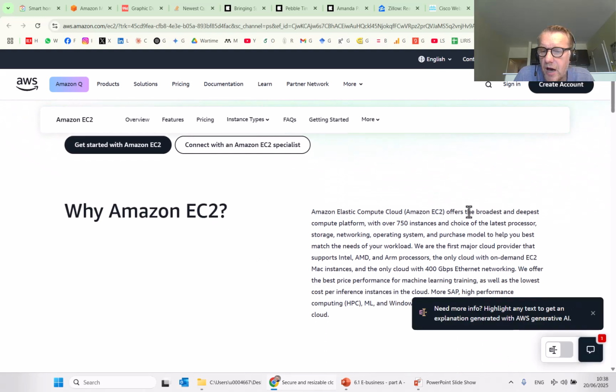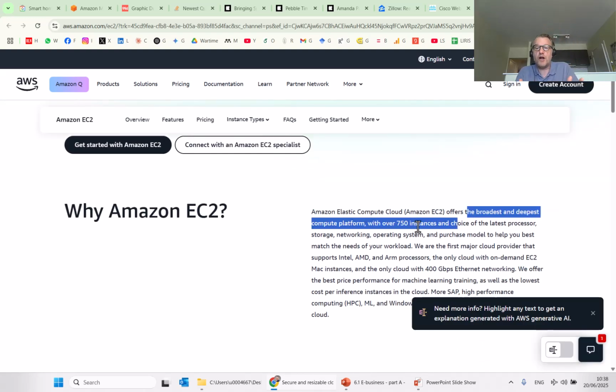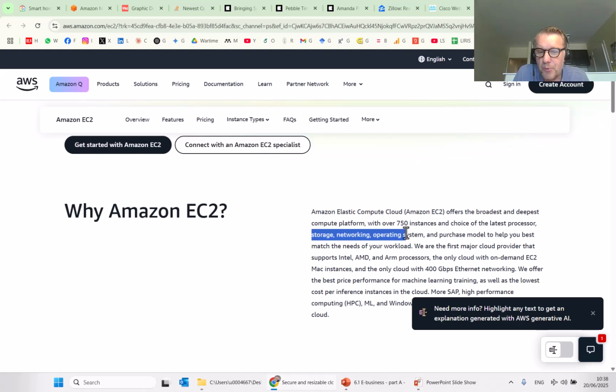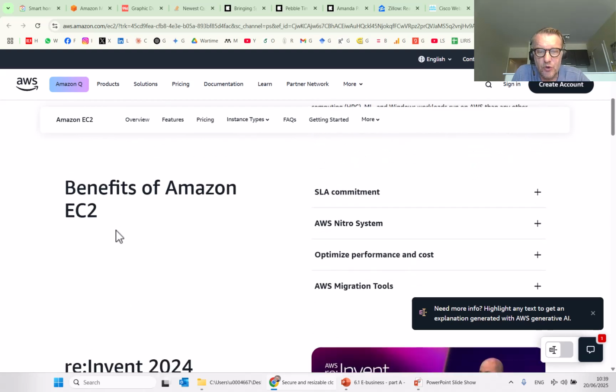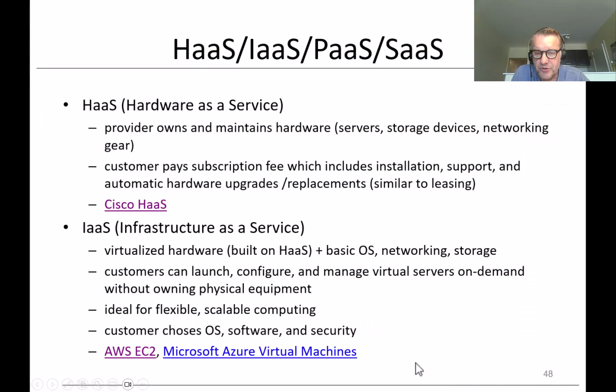Here you can see it offers a broad and deep compute platform with over 750 different configurations. You can choose the processor, the storage, network, operating system, Mac or Windows, purchase model, etc. So I would advise you to also briefly browse through this website. Microsoft Azure Virtual Machines is the counterpart of it by Microsoft.